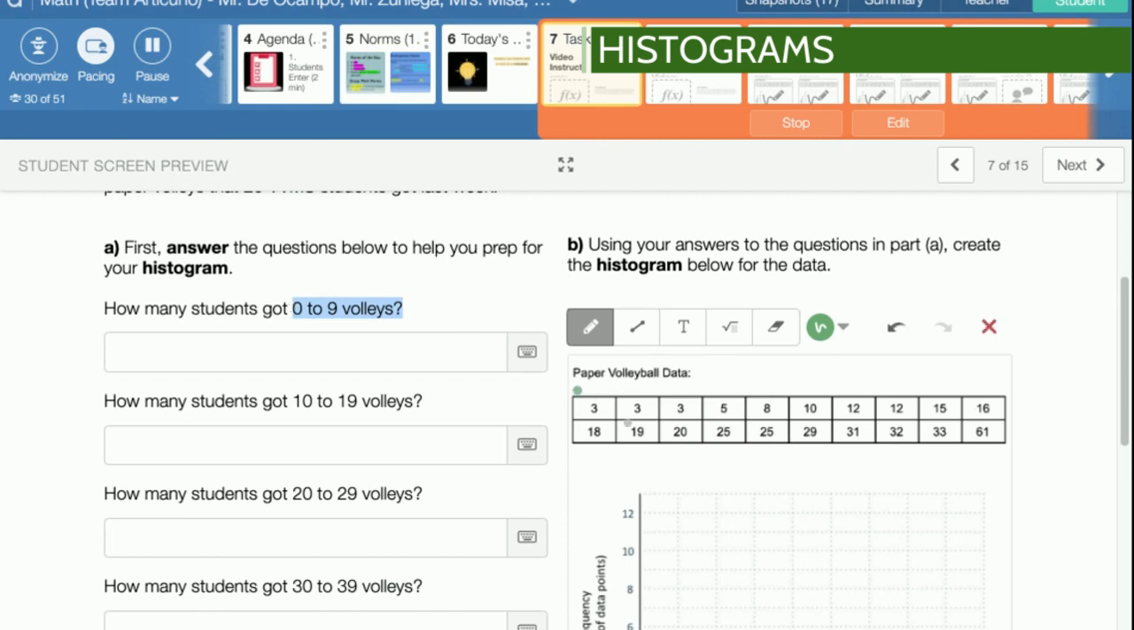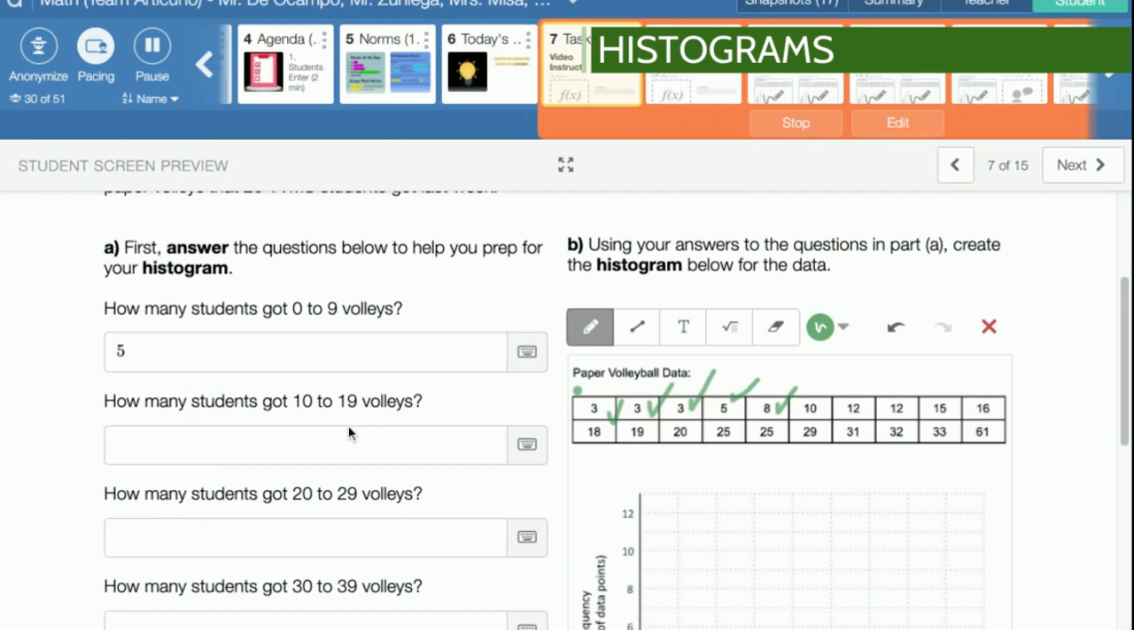So is this 0 to 9? Yes. Is this 0 to 9 volleys? Yes. Yes. Yes. And 8 is also 0 to 9. And how many people is that? 1 student, 2, 3, 4, 5 students. Okay, so you would mark it like that.